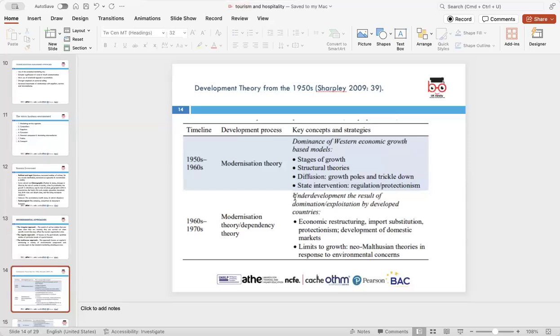No. Okay. Right. So, development theory from the 1950s, by Sharpley, 2009. Basically, in the 1950s, development theories were largely influenced by Western economic growth models that emphasized modernization. This period saw a focus on stages of growth, structural theories, and state intervention through regulations and protectionism to stimulate economic development.